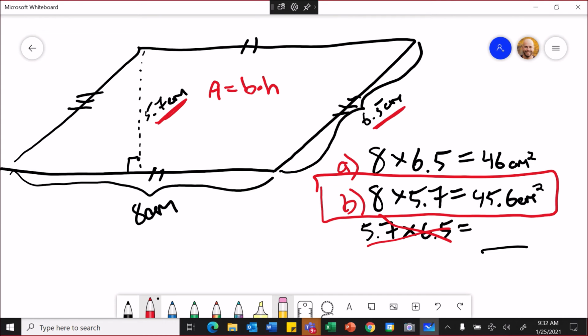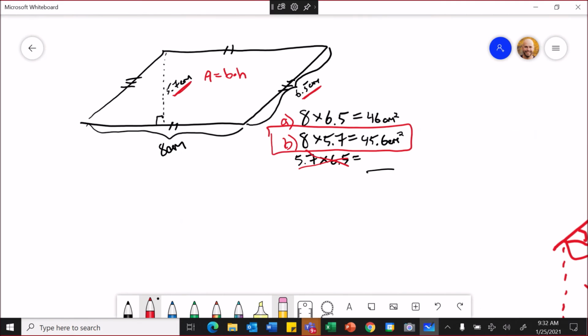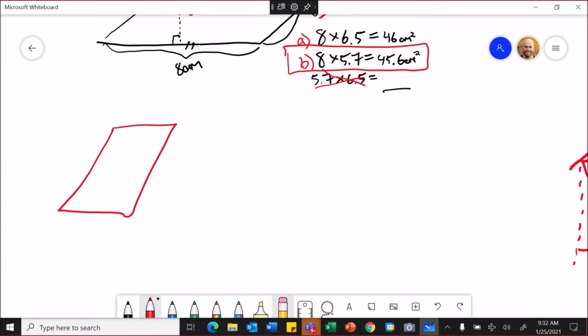Okay, I'm going to draw another one, and I want you to get your show me boards ready. Here we go. Okay, this is 8 centimeters, 4 centimeters, 7 centimeters. We know area equals base times height. Please write A equals B times H. That's the first thing you write. Write it nice and big. A equals B times H.